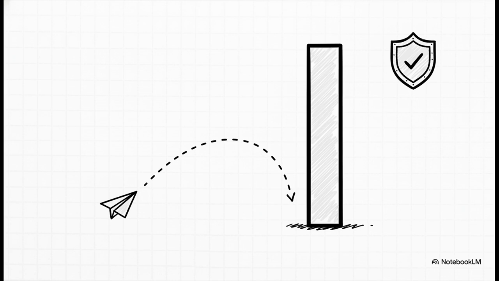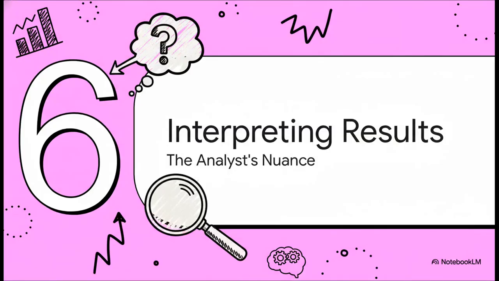So, in the language of statistics, we failed to reject the null hypothesis. In plain English, we just don't have enough evidence to say that there's a real difference between these two crop methods. But hang on, we are not done yet. In fact, this is the most critical part of the whole process. A statistical finding is not a business recommendation. Section 6 is all about that analyst nuance. What does failing to reject actually mean for our decision-making?